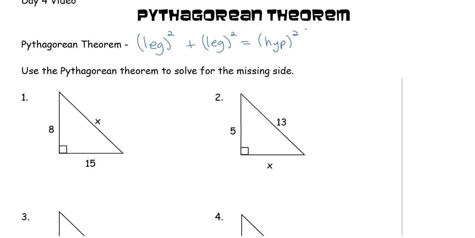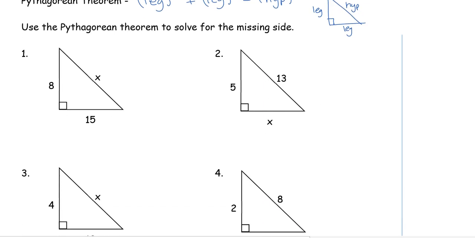The hypotenuse is going to be the side that is opposite of your right angle. So if we look at a right angle here, here's my right angle, here is the leg, here is the leg, and here is the hypotenuse. So let's go ahead and use that Pythagorean theorem to solve. Leg squared plus leg squared is equal to hypotenuse squared, so that's 8 squared plus 15 squared is equal to x squared. We can go ahead and plug all that into our calculator.